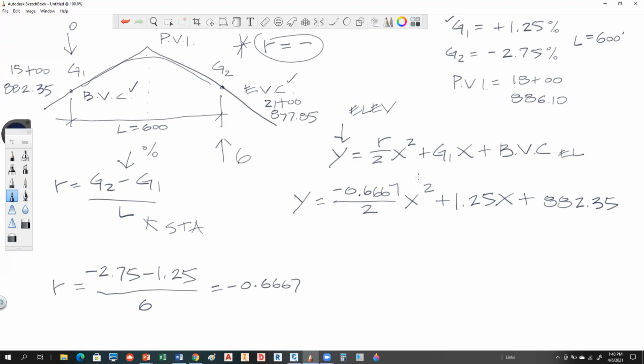If we plug 6 in for this x, what should we get? 877.85. All right, let's see. That's exactly right. Let's see what's happening. We should get the EVC elevation. So let's see what we get. Okay, so be careful when you're doing this on your calculator. It's real easy. Remember, this first term is squared. The second term is to the first power, or not squared at all.